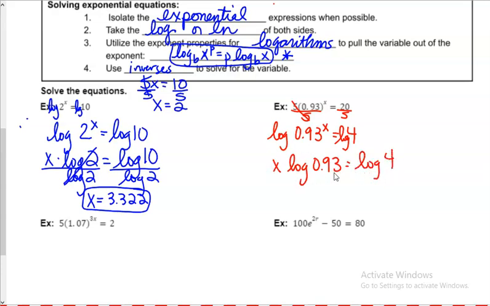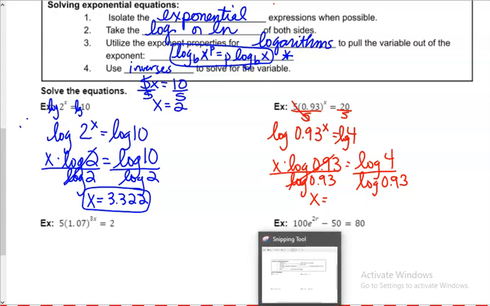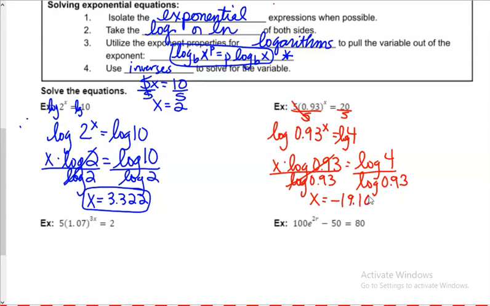And we have to, again, realize to get x by itself, I'm multiplying by this nasty decimal. So we're going to divide by log of 0.93 and divide by the log of 0.93. That goes away, and now I turn to my calculator to figure this out. So if I do the log of 4, divide by the log of 0.93, then I get the number negative 19.103 if I were to round that. Okay?